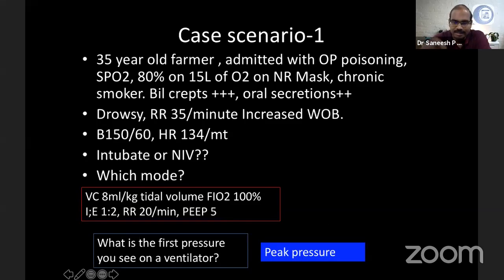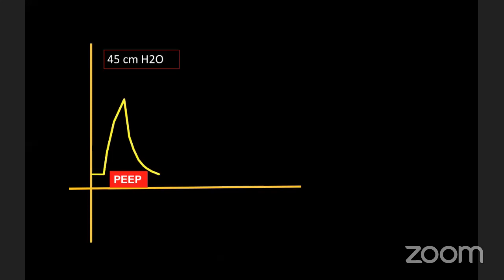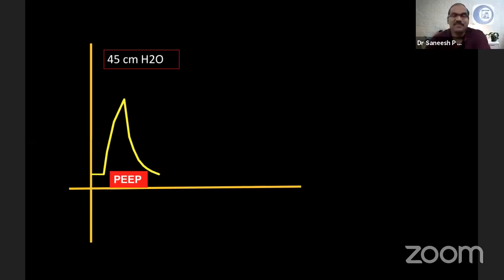The first pressure you check on the monitor will be the peak pressure. So this is a tracing for you. Suppose the peak pressures are 45. What do you do next? Sir, first I will reduce the tidal volume, and simultaneously do thorough suctioning. That is one thing. We'll go a little systematically, because we have seen a peak pressure of 45. Now, what are you interested to know?